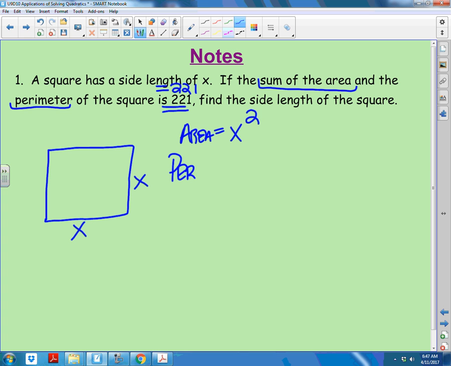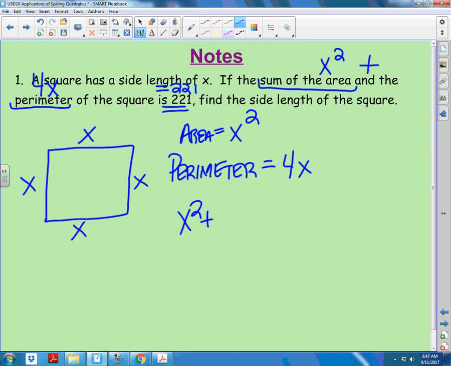The perimeter of this particular shape, given what we've labeled, is x plus x plus x plus x, or 4 times x. So in order to create the sum of the area, x squared, and the perimeter, 4x, we end up with an equation of x squared plus 4x equals 221. We have a quadratic. So now we need to go ahead and solve the quadratic.